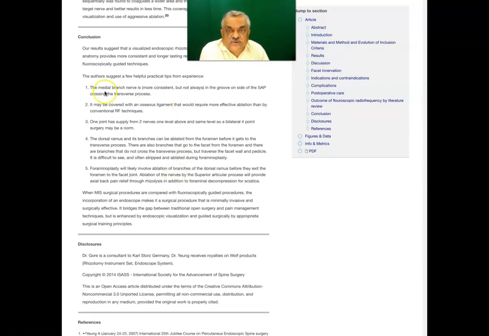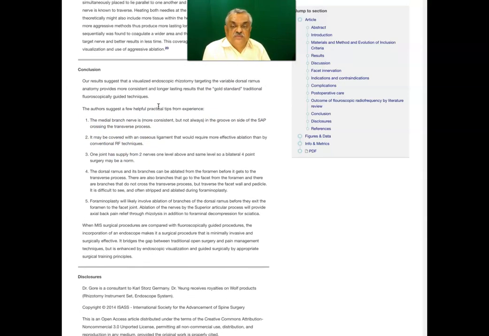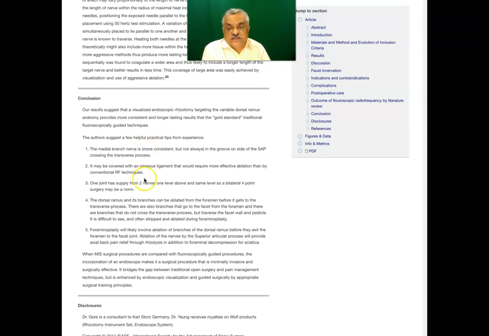The conclusion of our study was that the medial branch nerve is more consistent in the groove on the side of the SAP. It may be covered with osseous ligaments, which would require more effective ablation than the conventional RF technique. One joint has supply by 2 nerves, one level above and same level, so bilateral 4-point surgery may be a common surgery. A dorsal ramus and its branches can be ablated from the foramen before it gets into the transverse process or the intertransverse area.